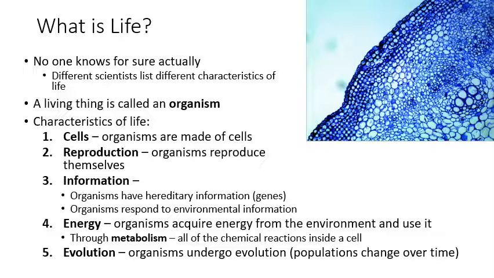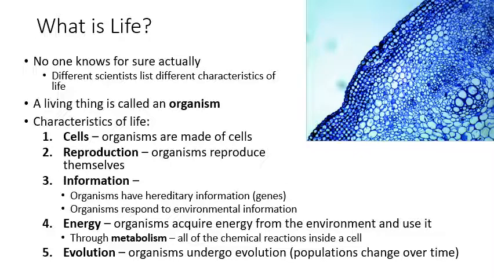So the first thing on the list is cells. The cell is the basic unit of life. All organisms are made up of cells. So an organism like you or me is a multi-celled organism and has a lot of different cells in our body. But the simplest organisms would only have one cell. They're single-celled or unicellular organisms. That would be like a bacterium, which has just the one cell.